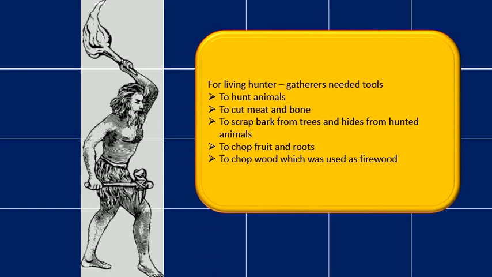To hunt animals, they needed tools to cut meat and bone. They needed tools to scrape bark from the trees and hides from the hunted animals. They needed tools to chop fruit and roots, and they needed tools to chop wood, which was used as firewood.